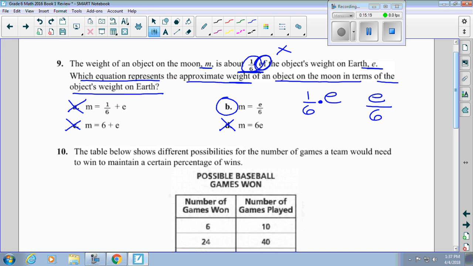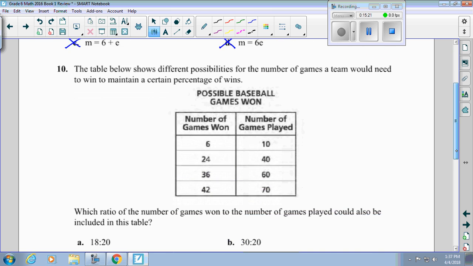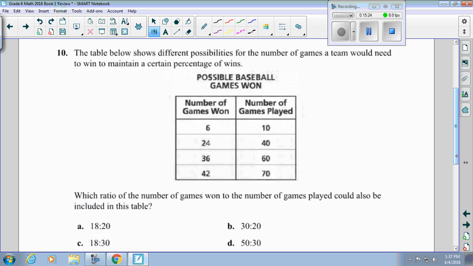All right, lots of fancy words when I just want you to recognize that 1/6 of a number means you divide it by 6. Okay, so we're going to move on to number 10, and it says the table below shows different possibilities for the number of games a team would need to win to maintain a certain percentage of wins. Possible baseball games won, and it has a column for number of games won versus the number of games played. And it says which ratio of the number of games won to the number of games played could also be included in this table. So they stop this when you're playing 70 games.